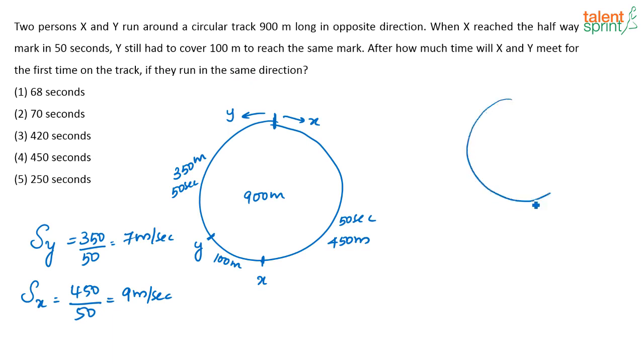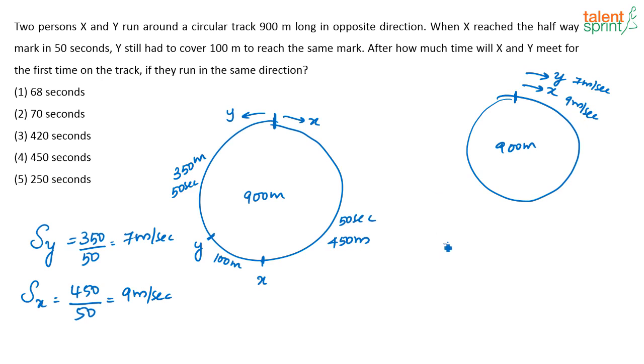So, if X and Y are running in the same direction, again on the same track of 900 meters, here X is running in this direction, Y is also running in this direction, they are starting from the same point. Now I know that X is running with a speed of 9 meters per second and Y is running with a speed of 7 meters per second. And the question is, after how much time will they meet for the first time?